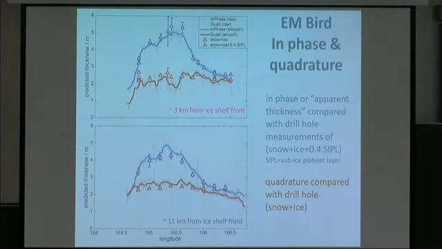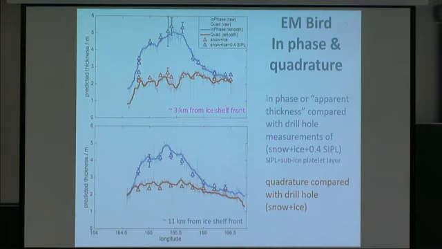So here's the electromagnetic induction in-phase and quadrature measurements, plotted as a function of longitude, and two plots, one for 3 kilometres from the ice shelf front and one for 11 kilometres.